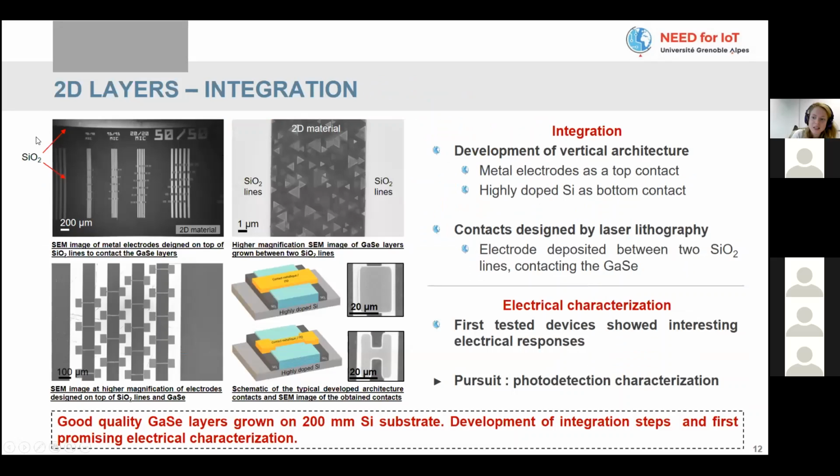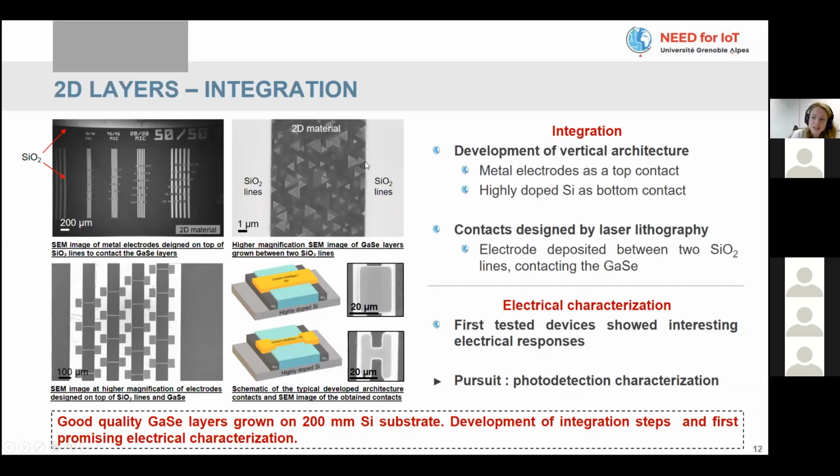So here you have a low magnification SEM image of the gallium selenide grown everywhere, and in white you have the SiO2 lines. And so the idea is to use this particular growth to integrate our 2D material. So we want to take contact between two SiO2 lines to contact the gallium selenide.